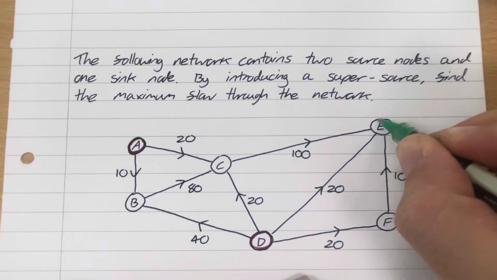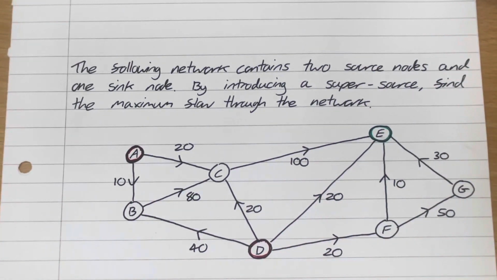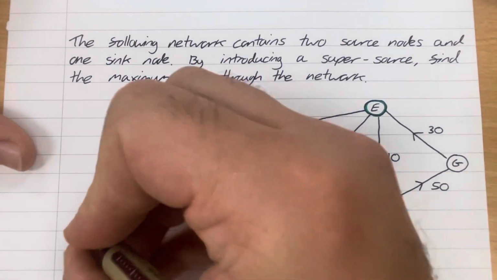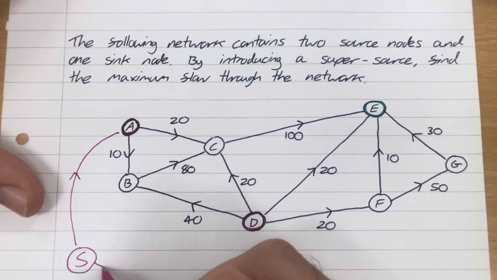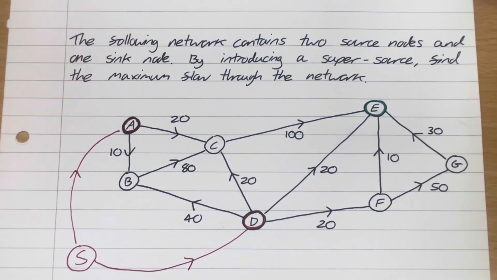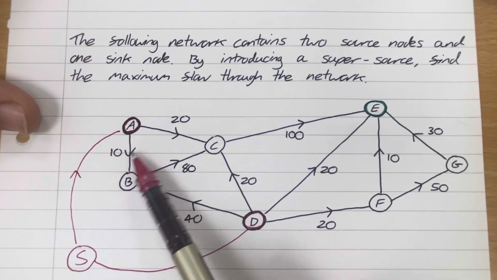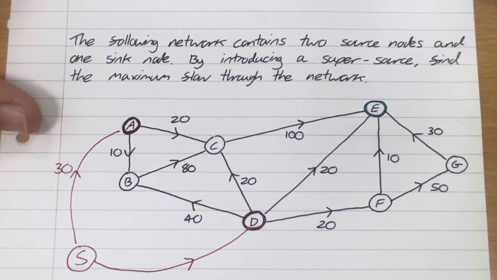Ring that in green, just so we can see where our network sinks. Okay, so introducing our super source then. It's going to be a big S, and then I'm going to have an arc going into node A and an arc going into node D. The weighting of the arc is going to be equal to the sum of the weighting coming out of that node. So for example, in node A, we've got 30 coming out, so therefore the weighting on the arc going in will be 30.